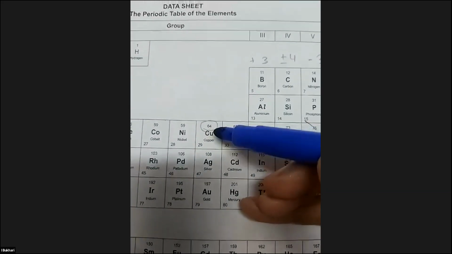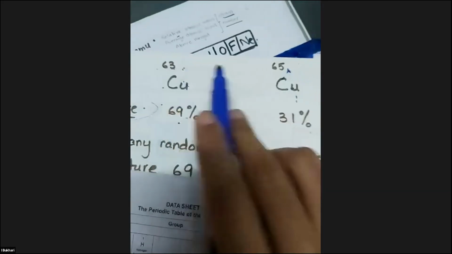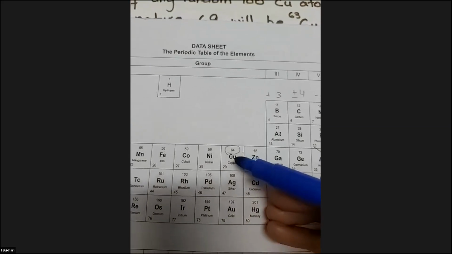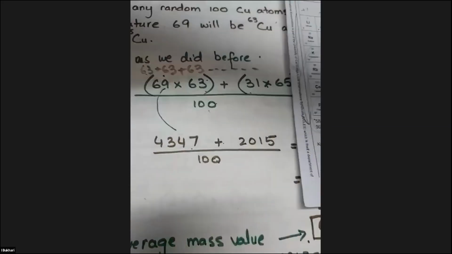So how did we get 64 when their masses are 63 and 65? Why is it written 64 here? So now you know, okay? This is how they calculate it, right? I hope you understood that. And if not, you listen to my class again, okay?